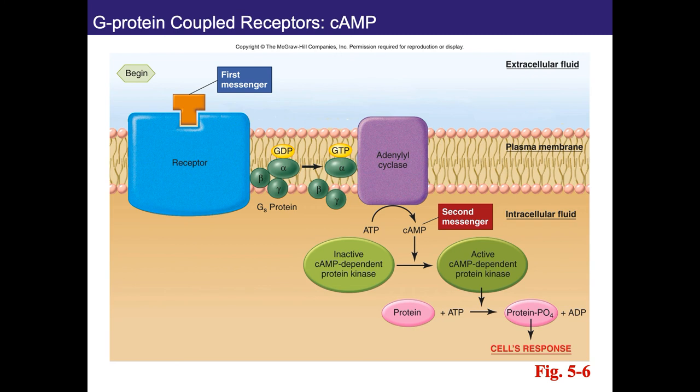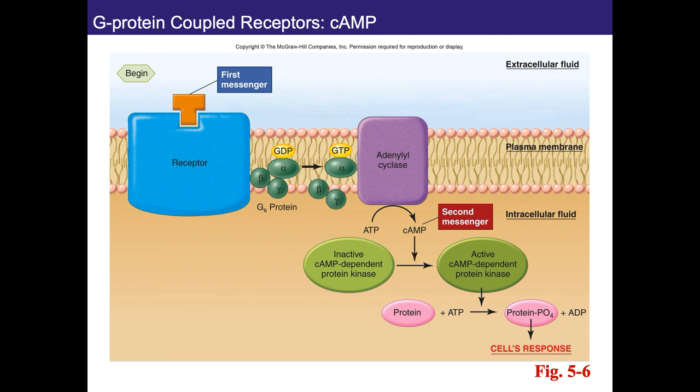Classic example of a GQ-coupled receptor is, you may or may not know this, but UTP. It's closely associated with ATP. You may not know that ATP and UTP are signaling molecules. They can activate cells in different ways. These receptors are called purinergic receptors. These are GQ, make sure that everybody knows, GQ coupled receptors.